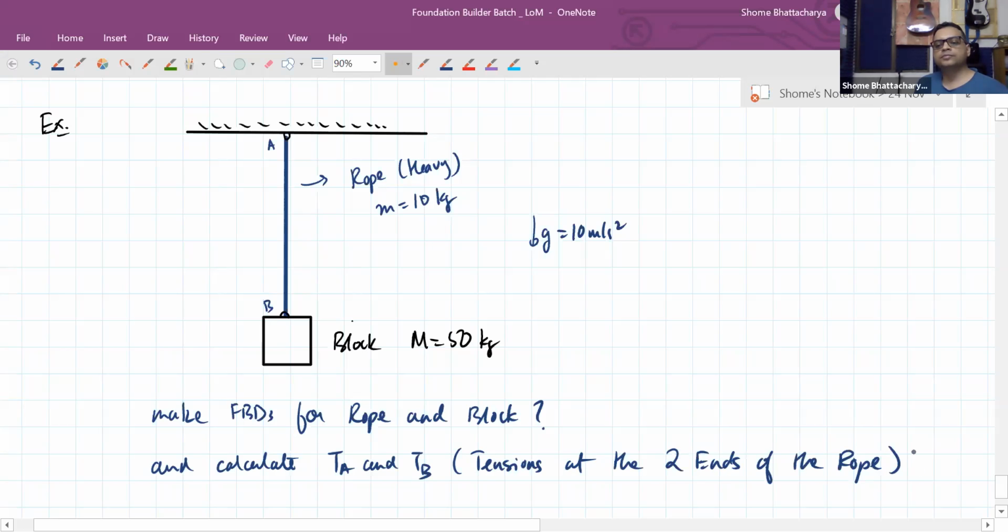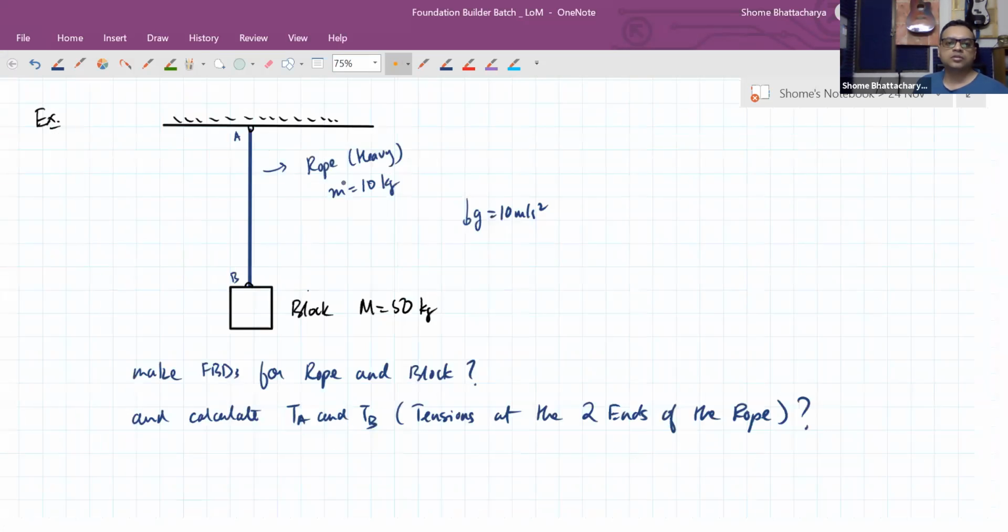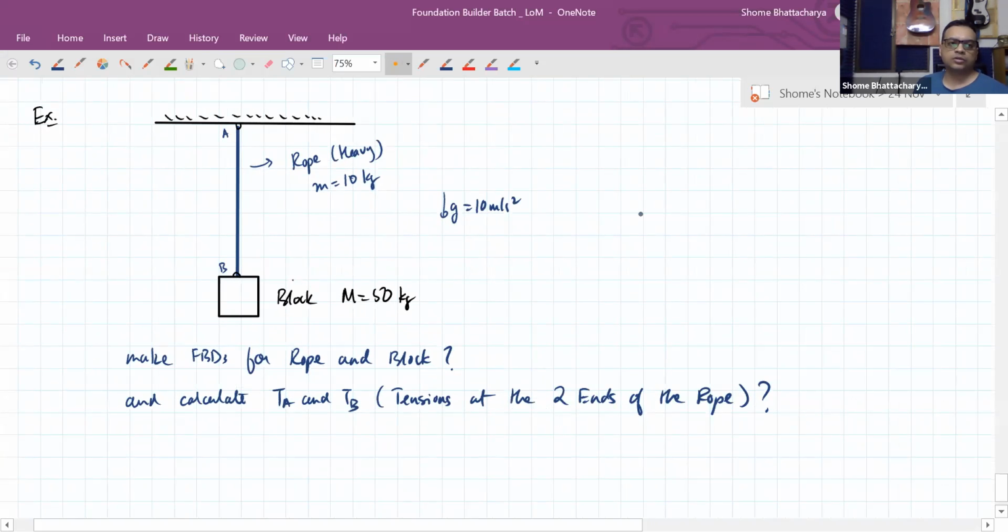Okay. Now this is an important example. Through this we will understand something more general and more important about ropes and strings. So just work this one out quickly first.